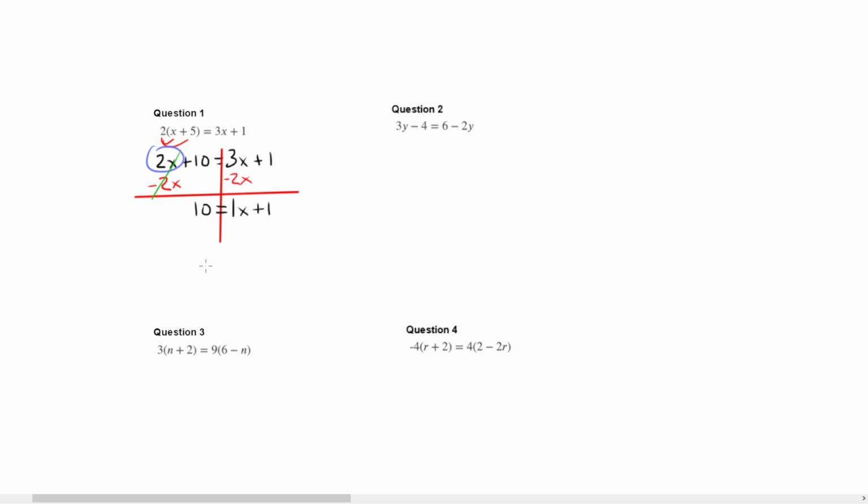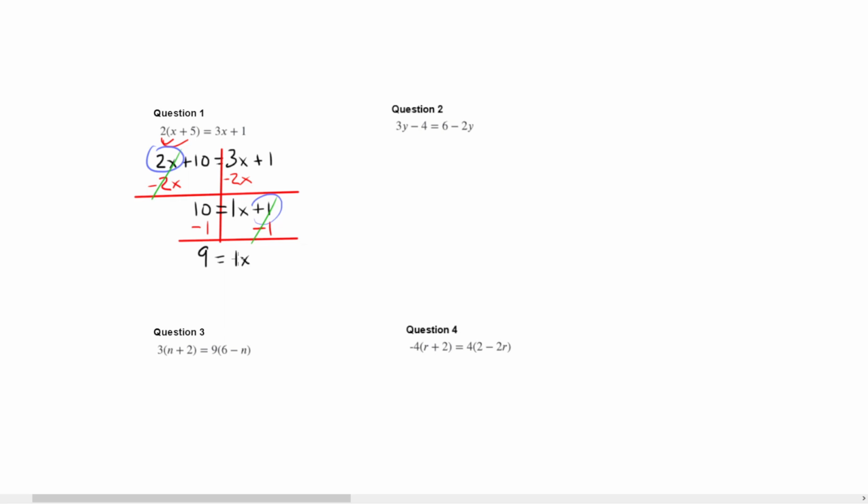At this point, again, I am trying to get the x alone. So the things that are bothering the x is this one right here and this one right here. So I'm going to work my way in towards the x. I'm going to take on this guy by doing the opposite operation. So I'm going to go -1 and -1. This will cross out, and it will give me 9 equals 1x.